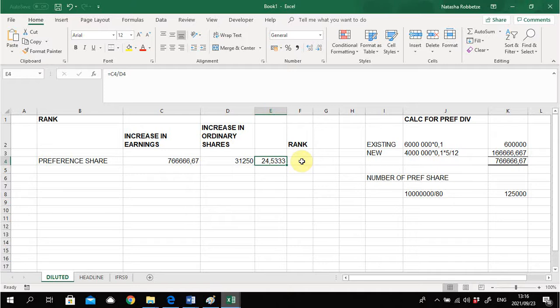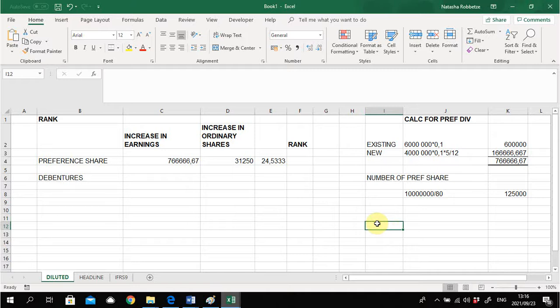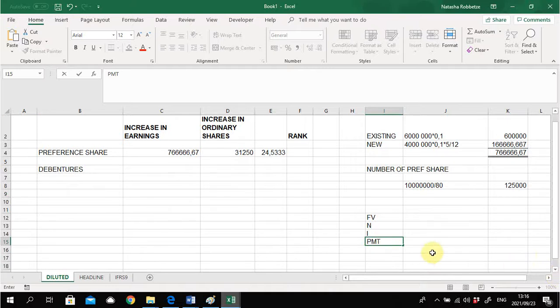Then the second type of dilutive item that I can observe is the debentures. Again, the debentures require a bit of calculation because we need to type the information into our calculators, because debentures represent a yield to maturity mathematically. So we're going to start with the future value. We need a time, a rate, a payment, and we will also need to calculate the present value.